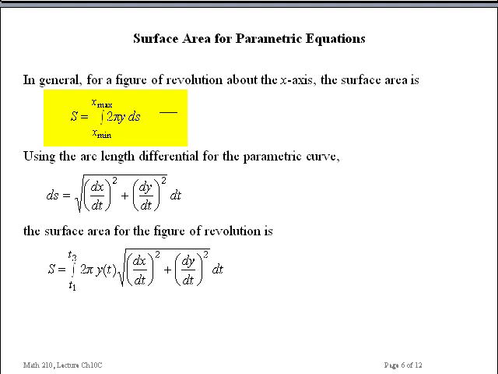We integrated between several values of x of 2 pi y. Remember, this is a figure of revolution, so the cross-sectional area is a circle. That's where you get the 2 pi here. So I've got 2 pi y times the arc length differential. Here was our arc length differential for the parametric curve, and it's immediate. Y, again, is a function of time. So now we have the surface area for a figure of revolution in terms of the parameter t.